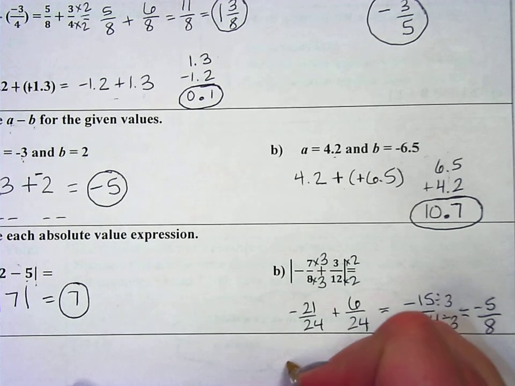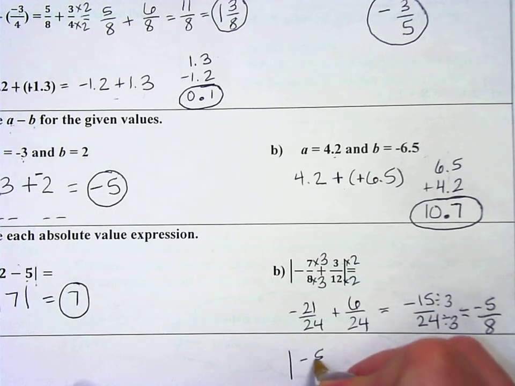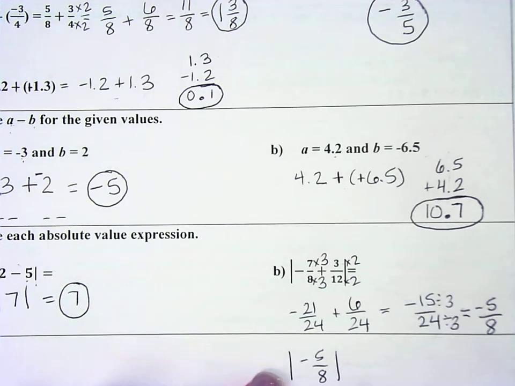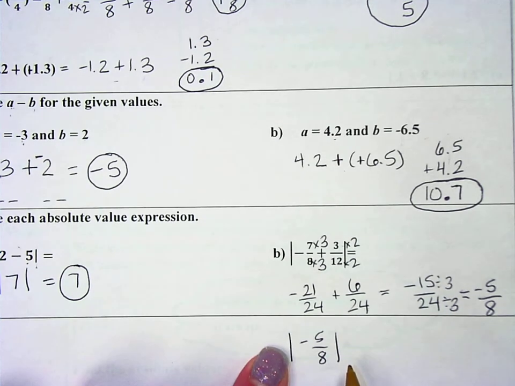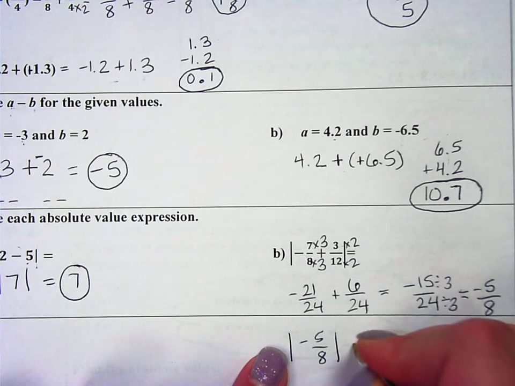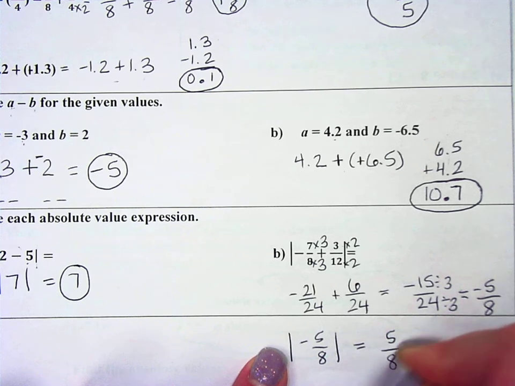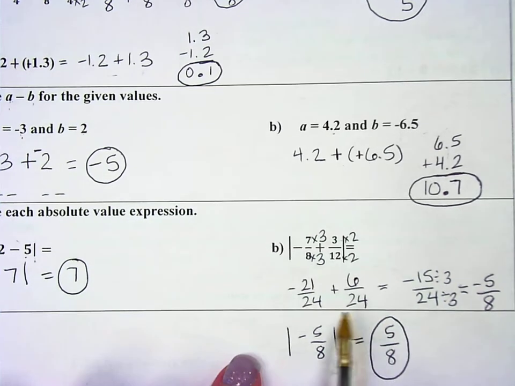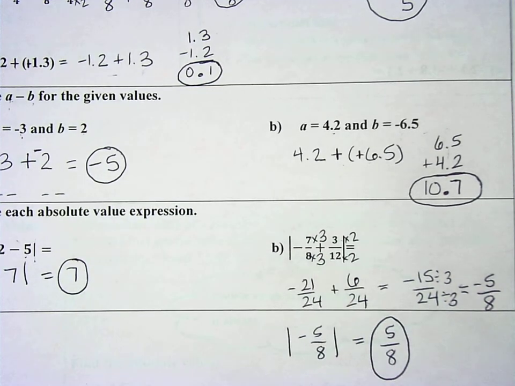Now I can deal last step with that absolute value bar. The distance from 0 is always positive. I can't go negative distance. So my final answer is 5/8. You want to solve the entire inside part of your absolute value first, following your rules for decimals or fractions. When I get to my final answer, that's when I can make it a positive. Absolute value is distance. That will always be positive.